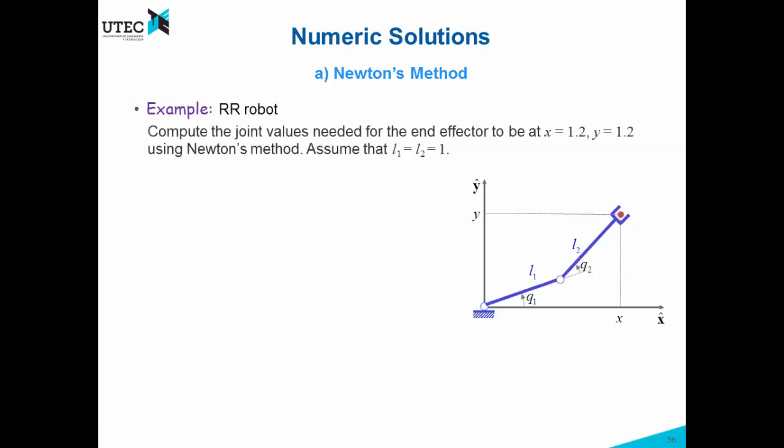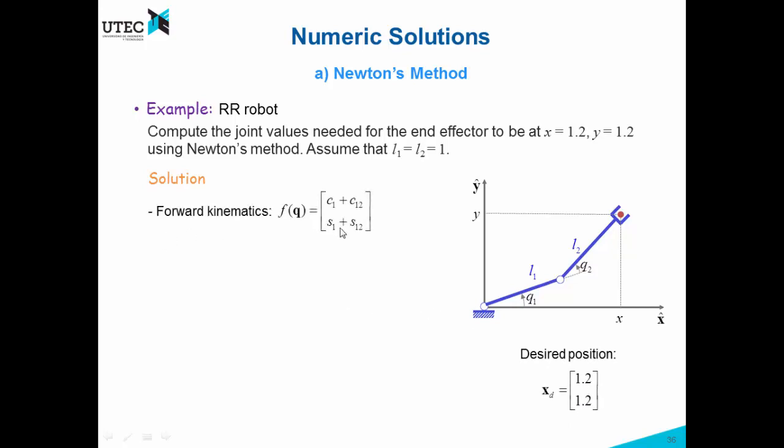Let's see an example. This is the same example that we have been seeing before, but now we have to do it numerically. To deal with it numerically, we have to assume that the L's have some value. In this case, we will assume that L1 equals L2 equals 1, and we want to reach this position, 1.2, 1.2. The end effector should be there. So for the solution, the desired position is this one, 1.2, 1.2.